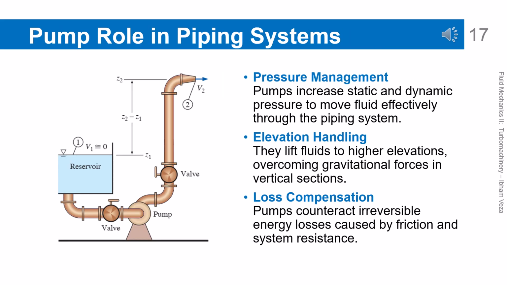Pump role in piping systems. Pumps play the role of increasing pressure so that the fluid can flow through the piping system. They are also used to lift fluids to higher elevations against gravity. In real systems, there are always energy losses due to friction and piping components. The pump must supply additional energy to compensate for these losses. Therefore, the pump becomes a key component to ensure the flow system can operate properly.